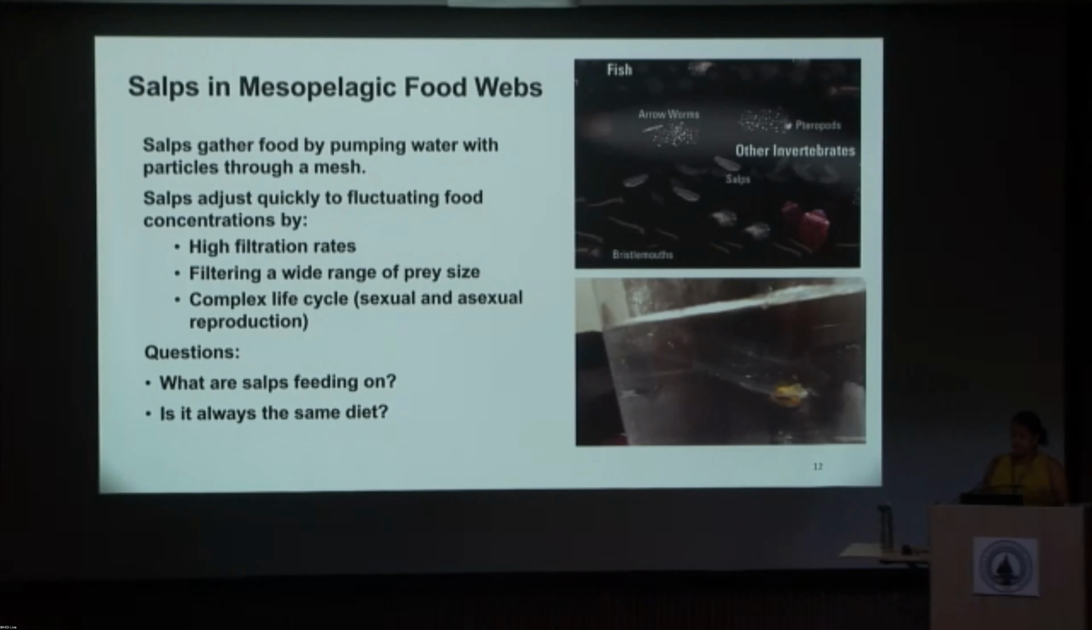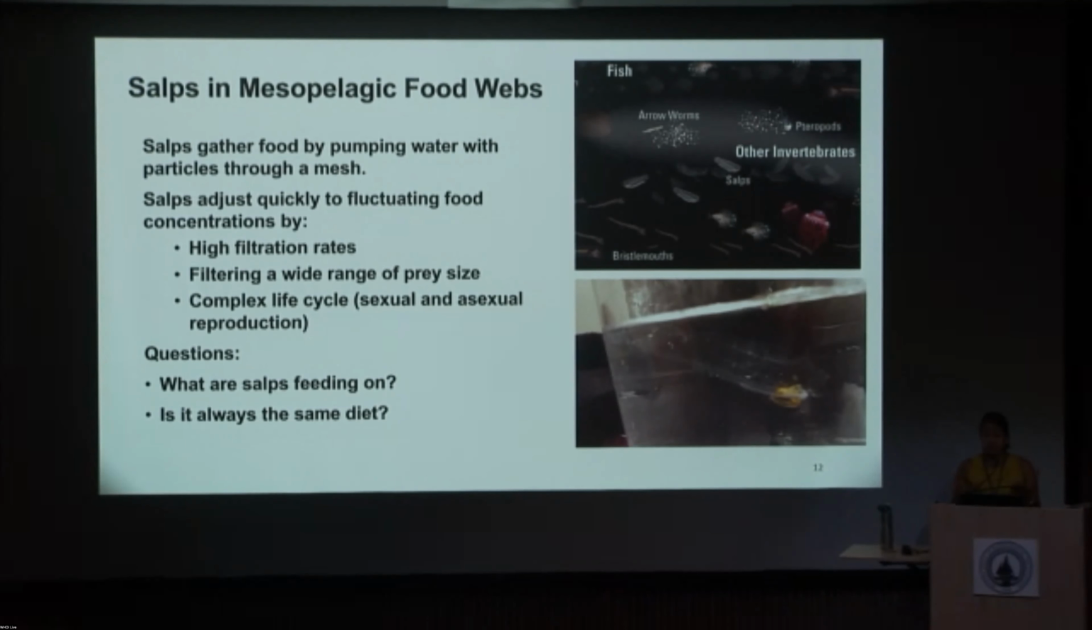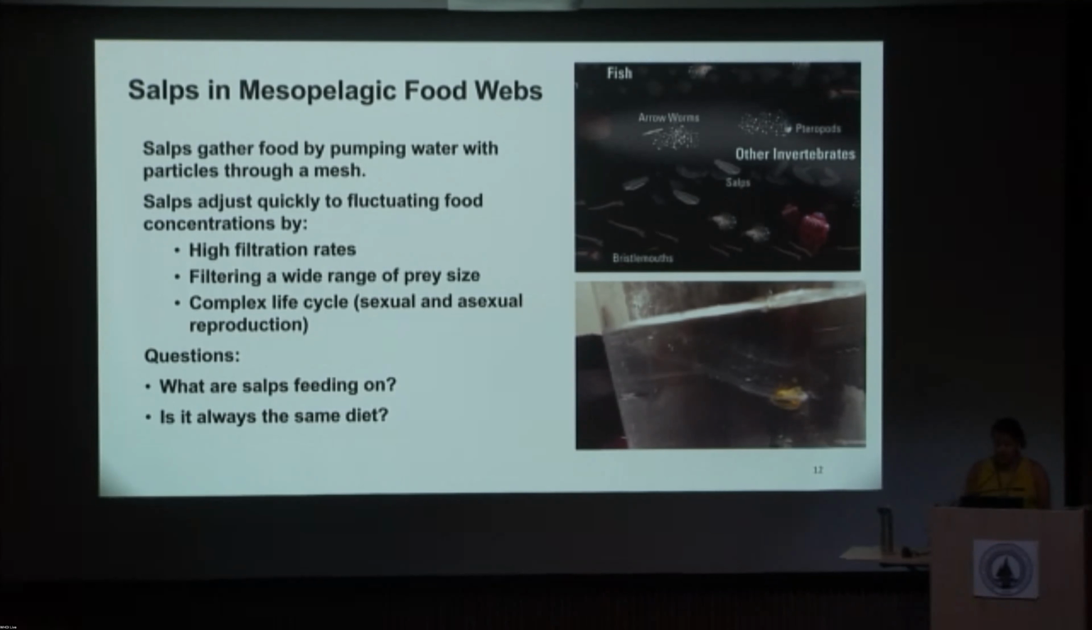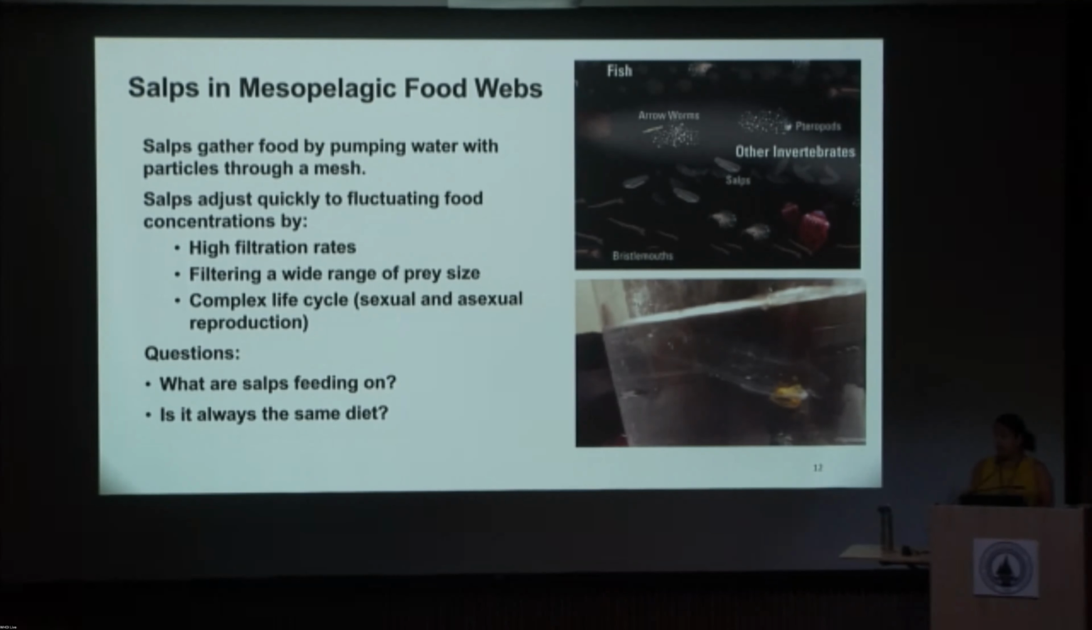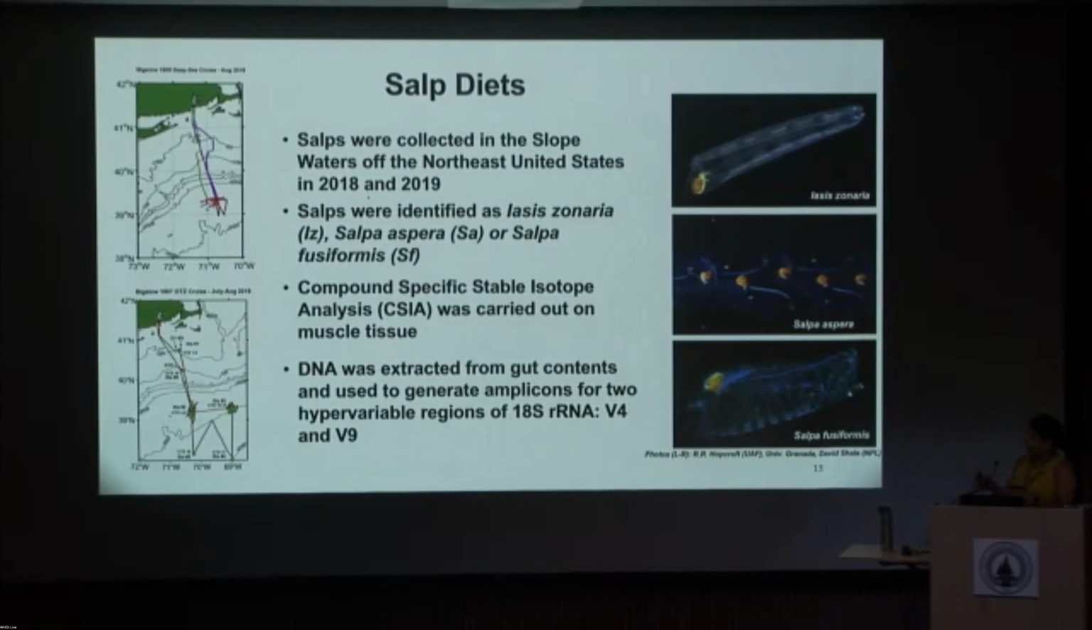Because of this swimming behavior, they have high filtration rates, and they can adjust very quickly to fluctuating food concentrations by filtering a wide range of prey sizes. And as I think Alexis mentioned, they have a really complex life cycle, so they can alternate between sexual and asexual reproduction. That's why sometimes they're very annoying. They have blooms and they clog your nets. So some of the questions that we want to find out are: what are salps feeding on? Is it always the same diet? Stay tuned.